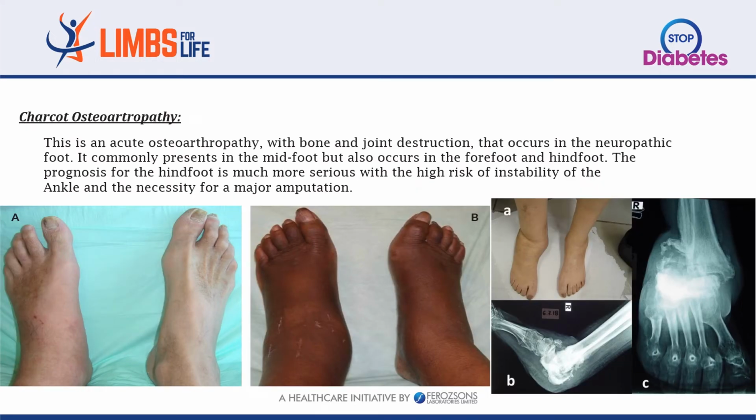And then Charcot osteoarthropathy. This is an acute osteoarthropathy with bone and joint destruction that occurs in the neuropathic foot. That is already mentioned as a complication of uncontrolled diabetes mellitus. It is commonly present in the midfoot, but also occurs in the forefoot and hindfoot. The prognosis for the hindfoot is much more serious, with a high risk of instability of the ankle and the necessity for major amputation.